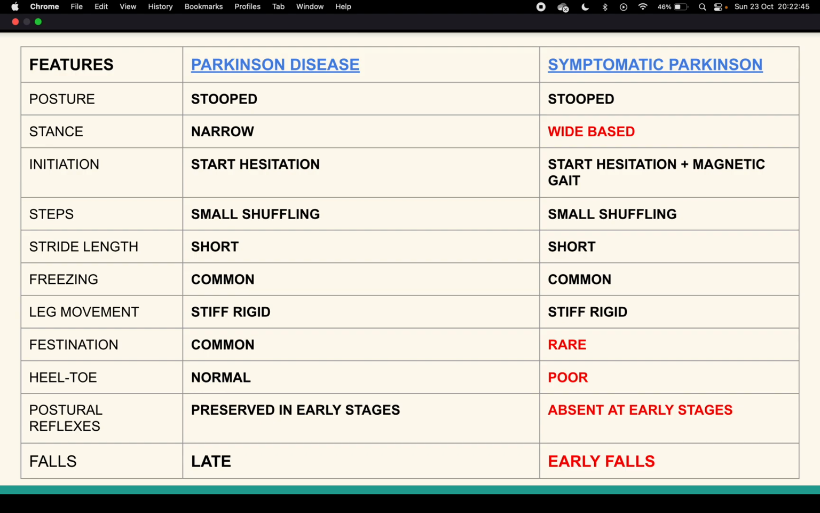How can you differentiate between Parkinson's disease, the classic disease, and symptomatic Parkinsonism, in which both patients will have the stoop posture? Parkinson's disease will have a narrow stance, whereas symptomatic Parkinsonism has a wide base and festination is rare in them. Heel to toe is poor, postural reflexes are absent at early stages, and falls are present early in the disease onset.